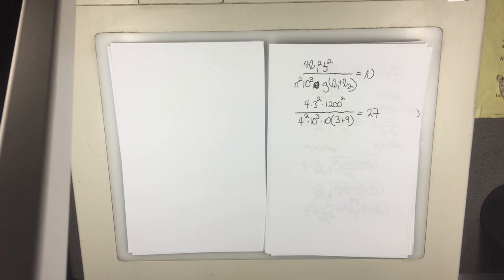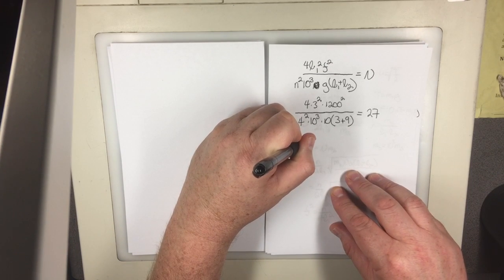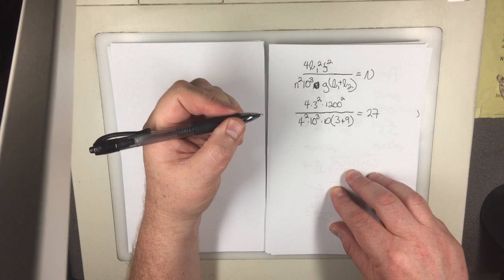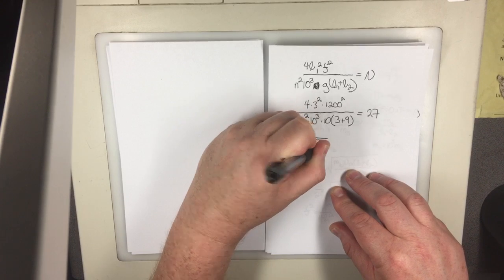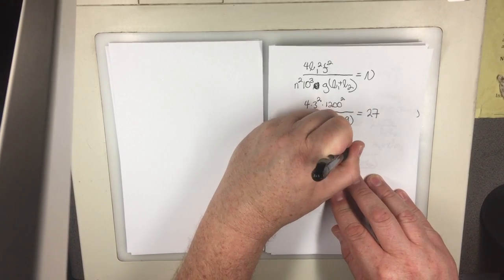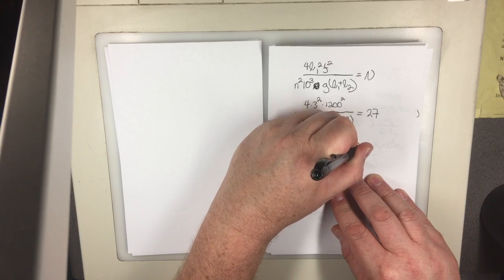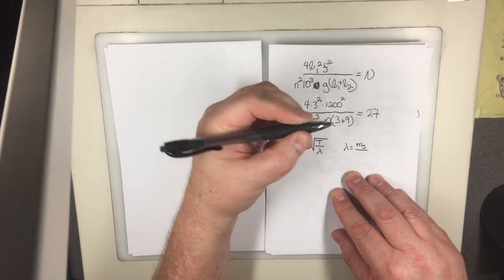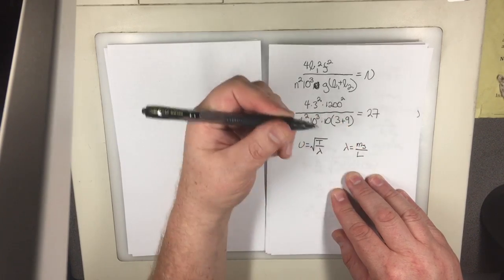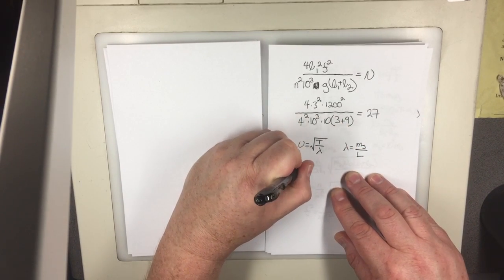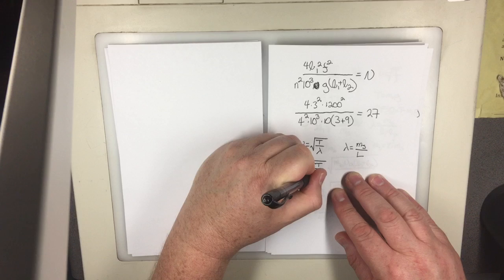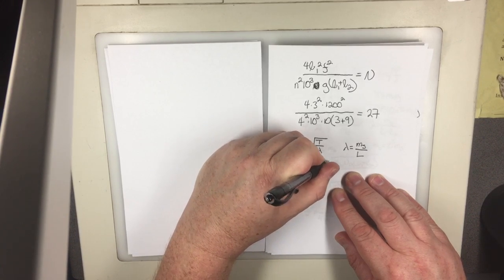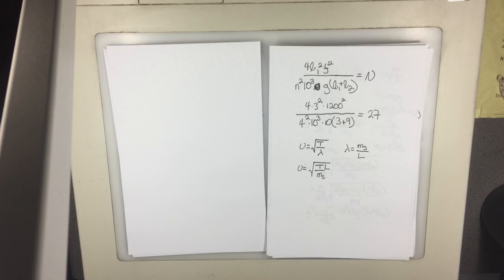So the cord is 650 grams. The tension is 240 newtons. The velocity is the square root of tension divided by lambda. Lambda is the mass of the string divided by its length. So velocity is the square root of T over M_s over L. And we get this.